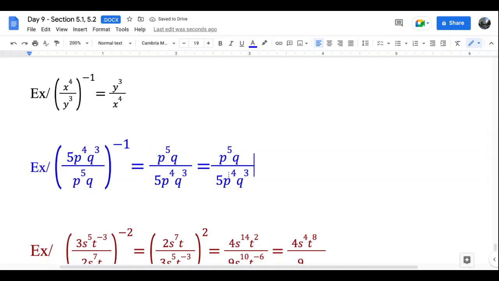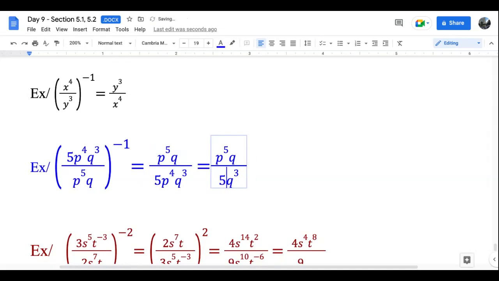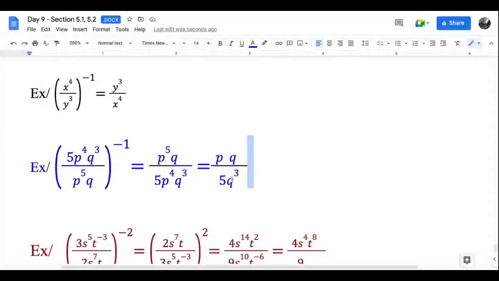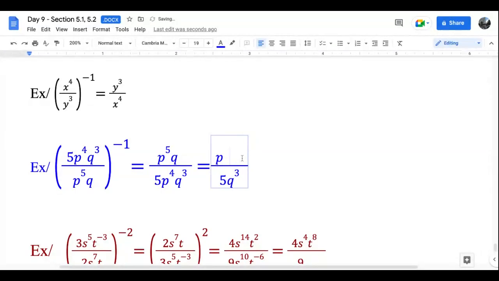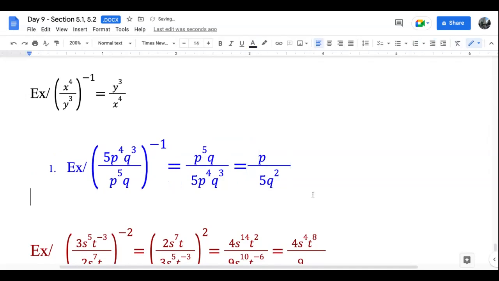P to the 5th power, p to the 4th power. So the denominator, and this 5 is gone, right? It's just p in the numerator. And q in the numerator, q cubed in the denominator. So just simplify one term. The denominator becomes q squared. So this is p over 5q squared.